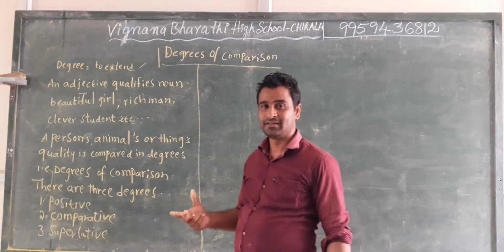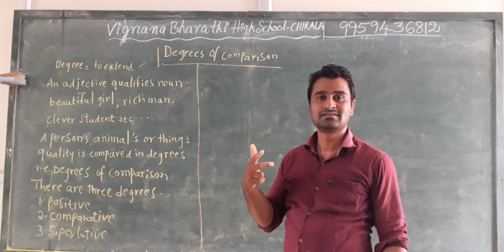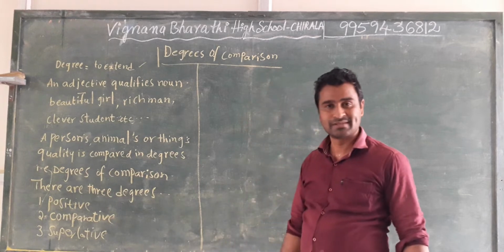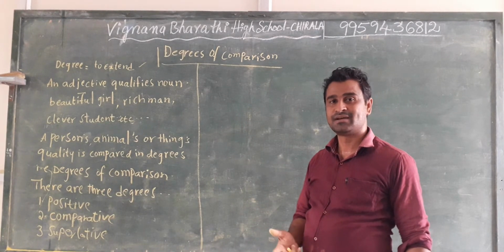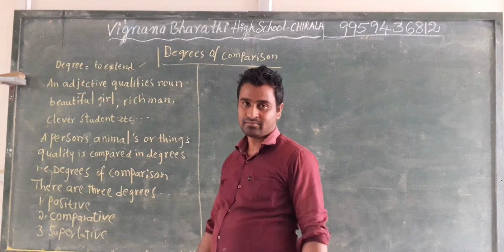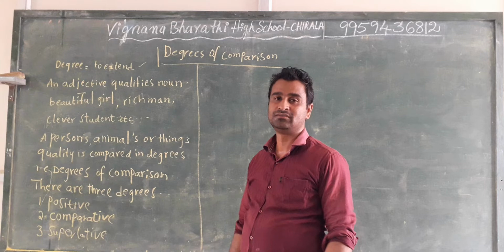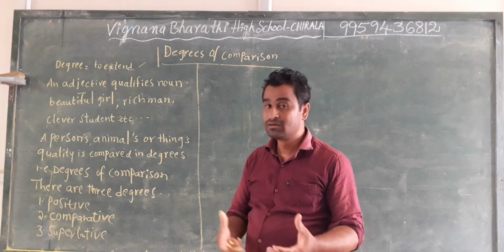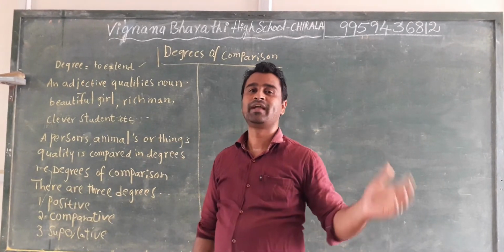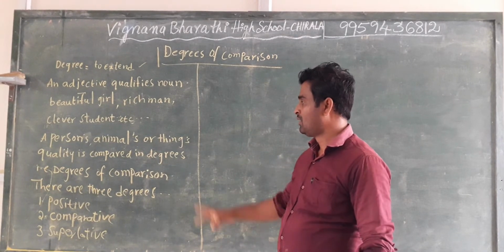These definitions all say that an adjective gives the qualities of somebody, something, some animal. For example: beautiful girl, rich man, clever student, happy hour, honest man, good girl, bad situation. Like this we can go on adding adjectives to nouns. Okay, next.